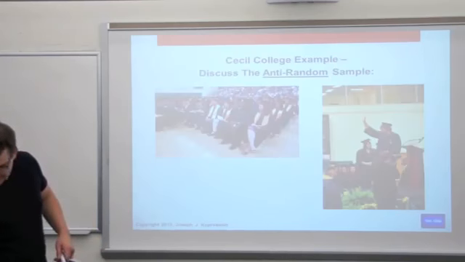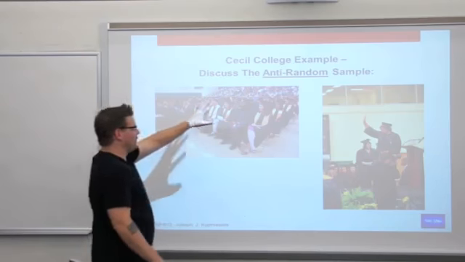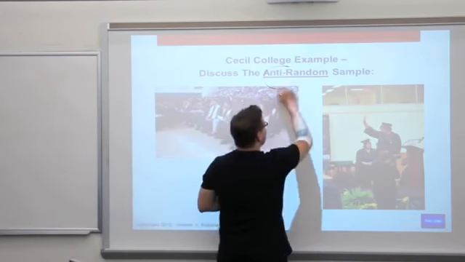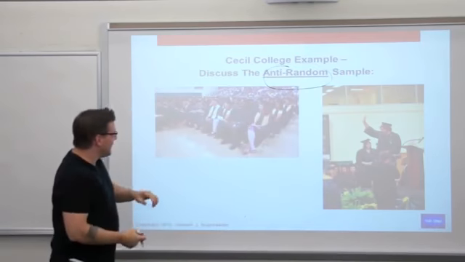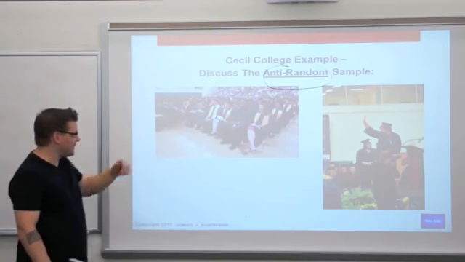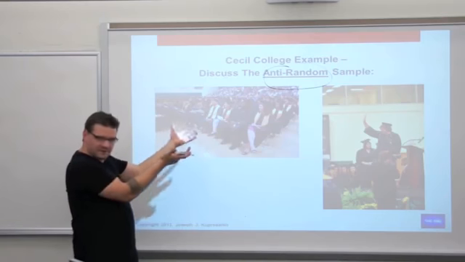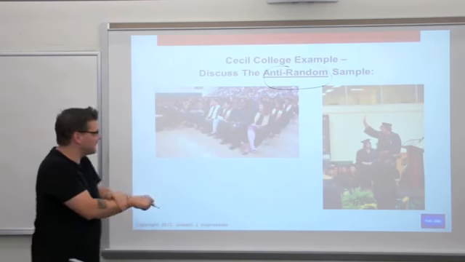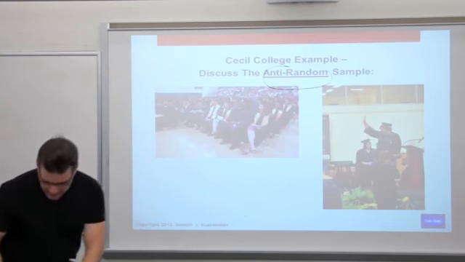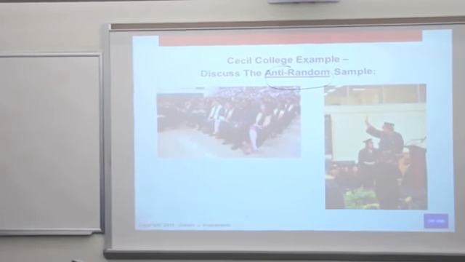And to drive that idea home, I want to discuss what we'll call the anti-random sample, and this is not necessarily a good thing. I got a couple pictures from Cecil College graduation. We have students of all ages, all races, all different backgrounds, and I want to take my sample of 200 students, right? The population of Cecil College is very diverse. Let's look at the anti-random sample. I looked up some figures on our Cecil College webpage.